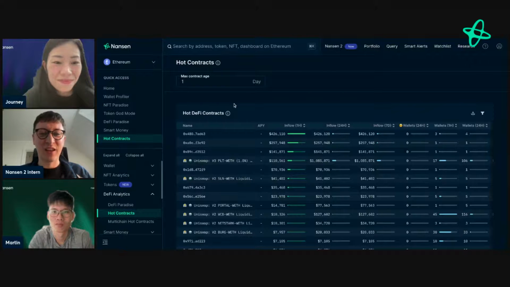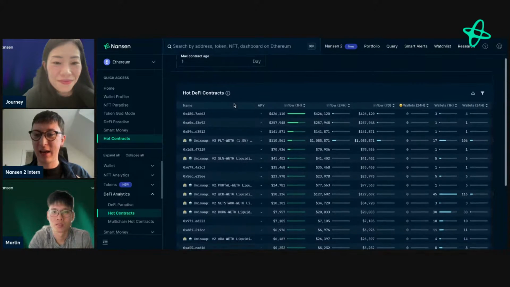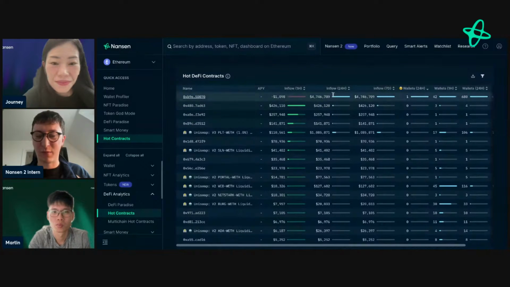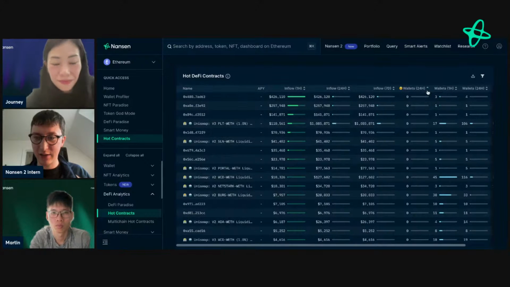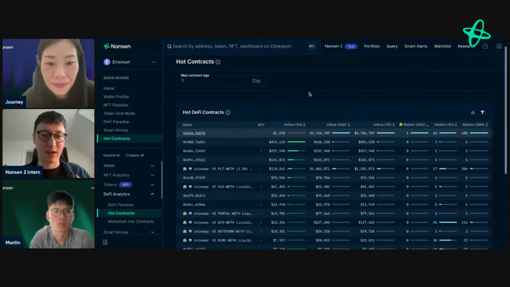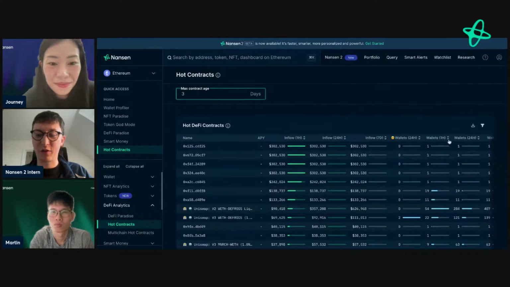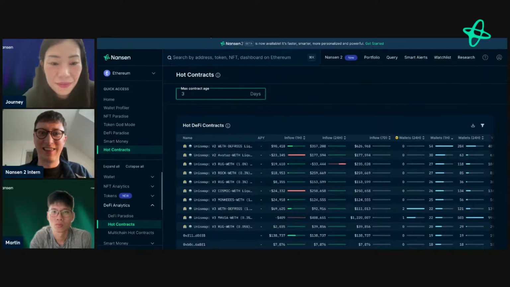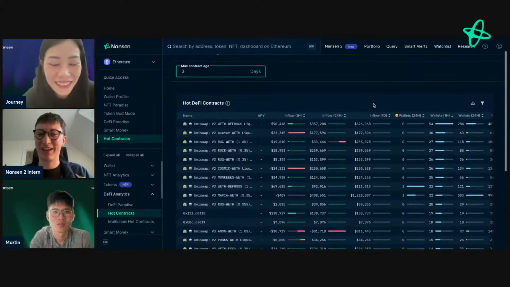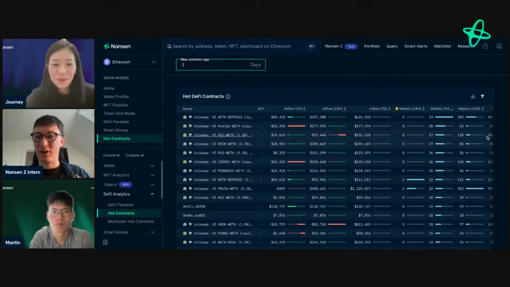And so here, I set the minimum as a day, and I'm interested in, let's say, smart money wallets here, and there's nothing really interesting happening. And sometimes that is the case. So let's set the contract age to 3 days. And the older the contract, I guess, the less risky it is. Something that's brand new is likely to be much riskier. And here we see a lot of interesting things.